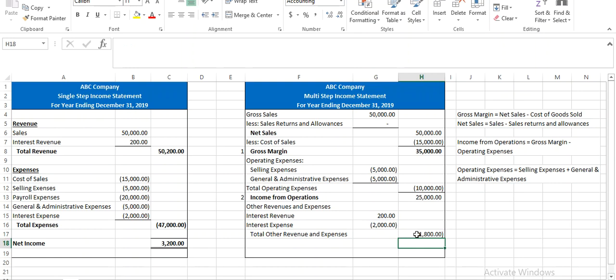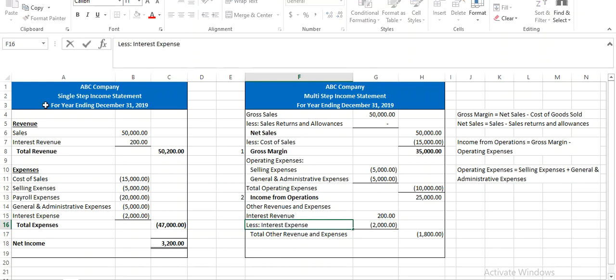So that's just telling me that I have total revenues and expenses, and my expenses outweigh my revenue in this instance, so that's why it's a negative. From here, you could have actually put other revenue less interest expense as well. That would have been okay to use.